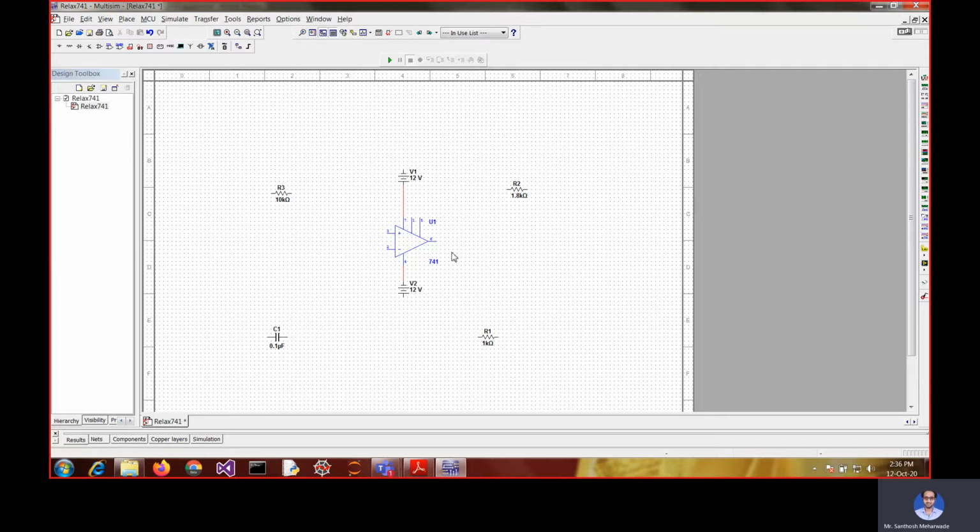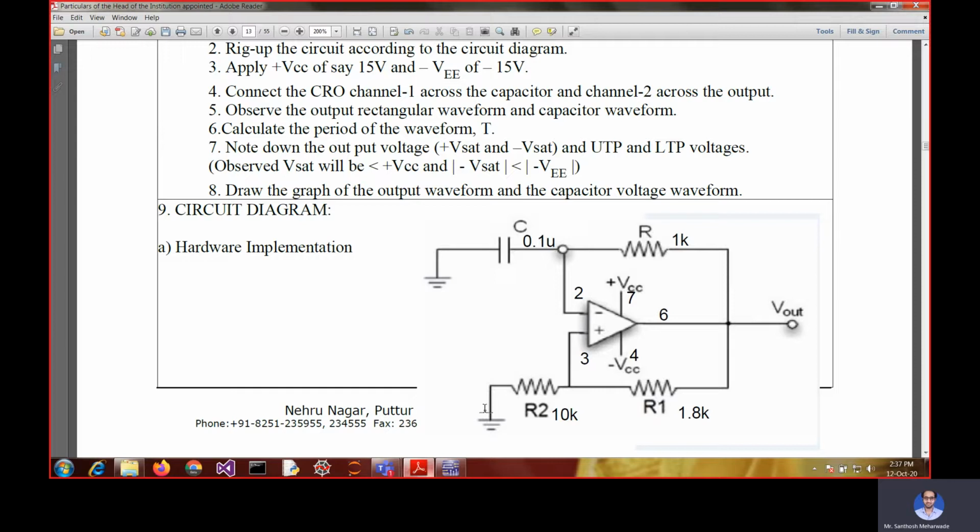Next one is this capacitor and resistor. Both are connected, and in between these two we have pin number 2. That is what we can observe, right? Pin number 2 is in between the capacitor and the resistor of 1 kilo ohm.